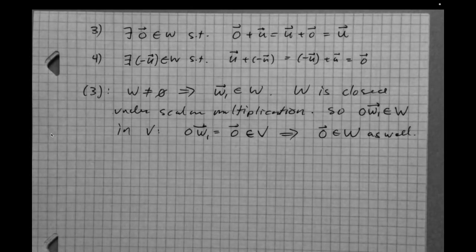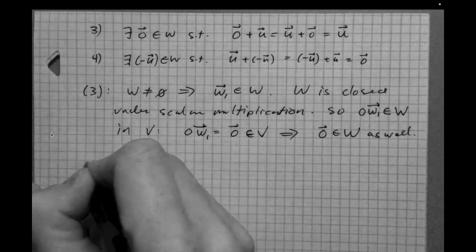So the 0 vector is the additive identity here. It must be in W, and that's a consequence of the closure. In order for W to be closed, multiplying by 0 has to be permitted, which implies that the 0 vector is there as well. Now what about 4?